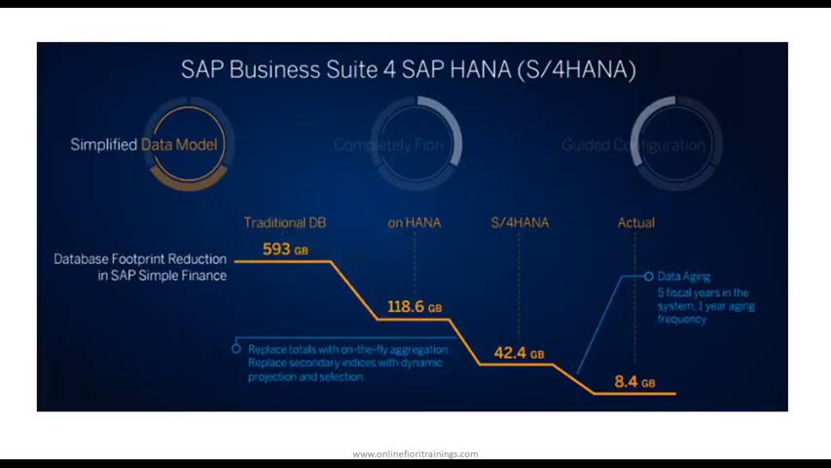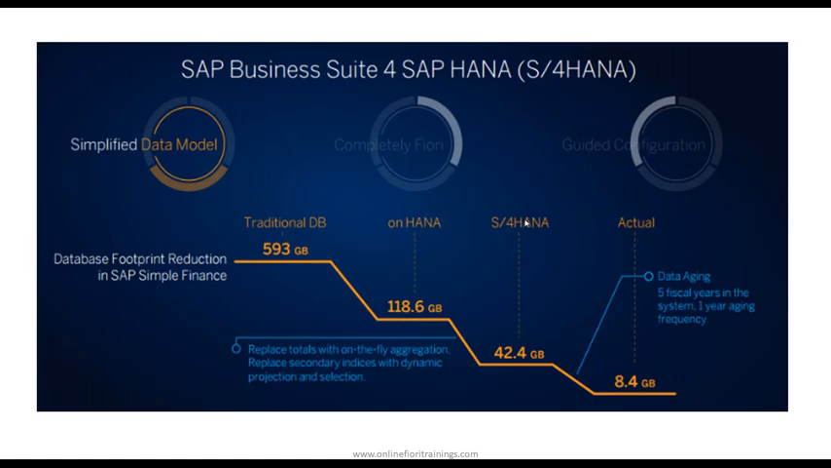Now if you look at the overall architecture of SAP HANA, or the overall evolution in this case, the traditional footprint of the database was 593 gigabytes of memory, guys. When SAP just converted their database to HANA, with Suite on HANA, they removed lots of aggregates, lots of indexes and change documents. It was brought down to 118.6 GB. From 593 to 118. See the difference, guys.